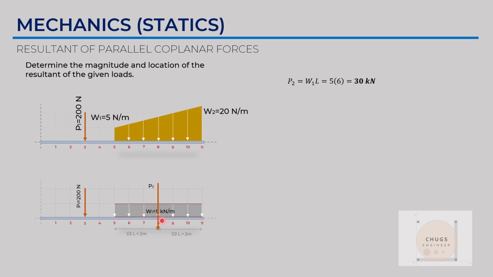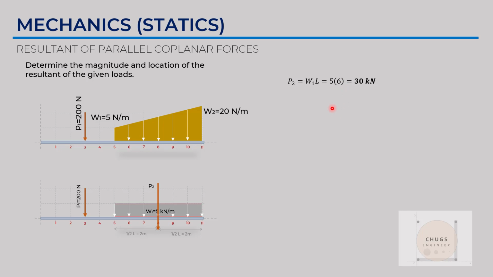And then, we have to compute the P1, that is weight 1 times L. That is 5 times 6. Kasi yung entire distance niya is 6 meters, or 6 units. That is 6. Okay, that is 30 kilonewton.